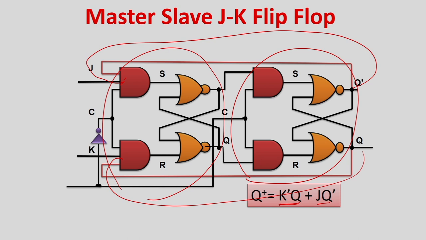So, in this diagram it is not immediately coming. So, what are K bar Q and J Q bar? Here this thing is J and Q. But whenever we say, because this is clocked and opposite, it will be activated when the clock is equal to 1. If this is the clock and the clock is equal to 1, then J will be in this case. Then this part will be activated, otherwise the other part will be activated.